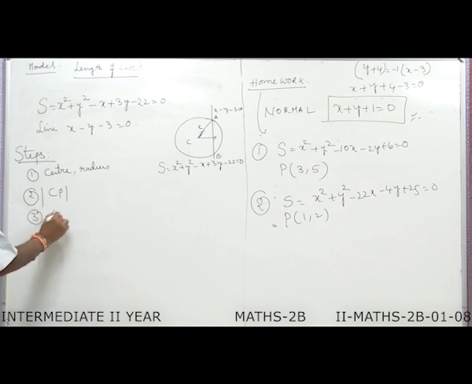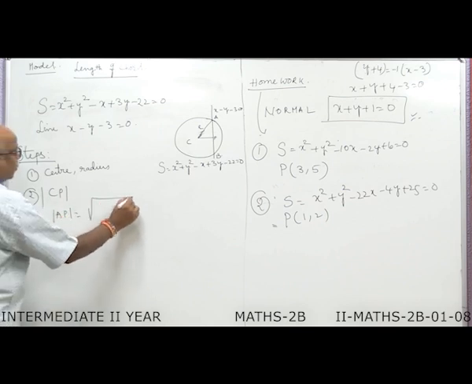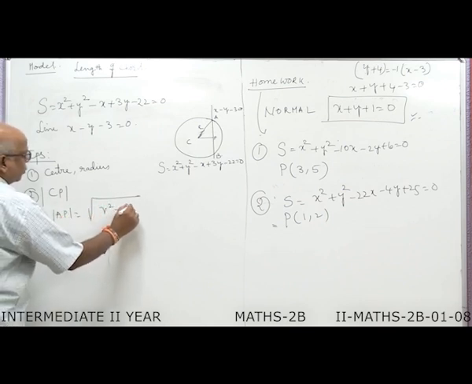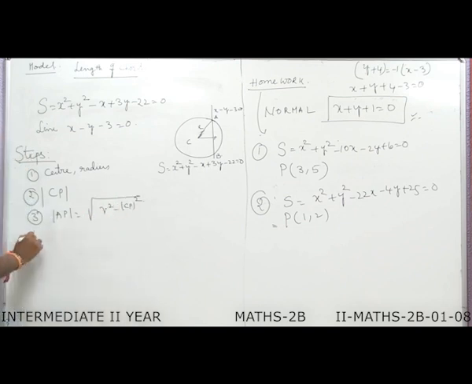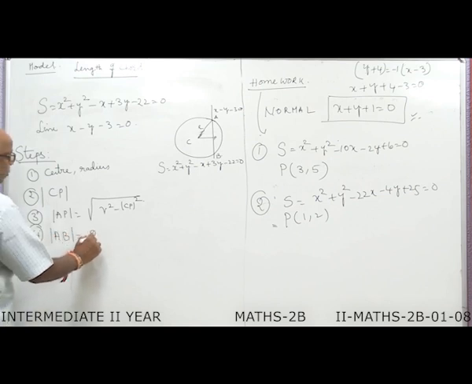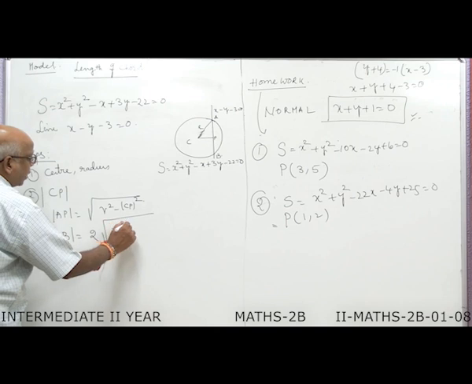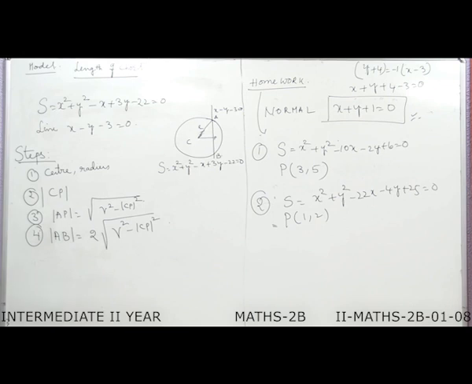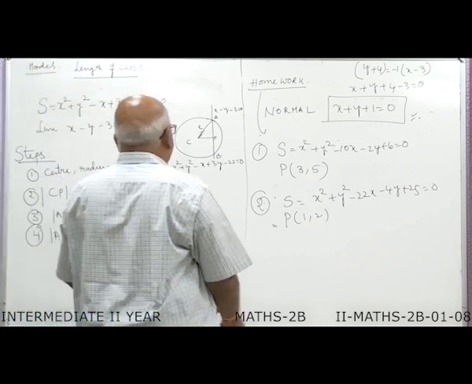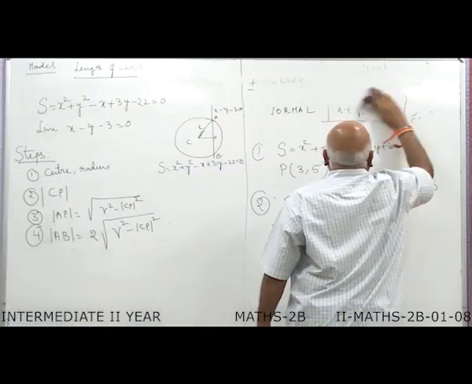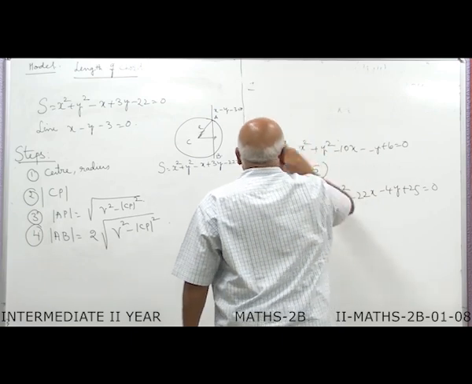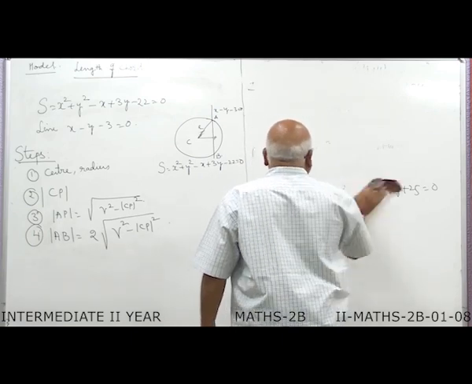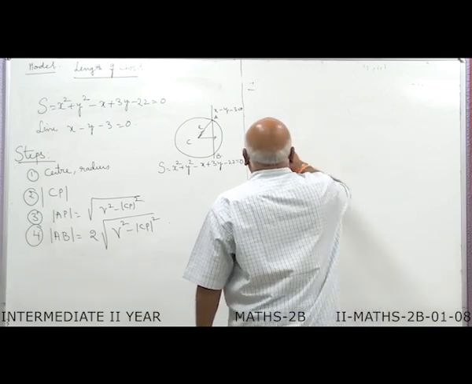Third step, AP length is equal to root of R square minus CP square. Fourth one, length of the chord AB is equal to 2 root R square minus CP square. This is the procedure. Let us apply these steps one by one and we shall get the required length of the chord related to this particular problem.